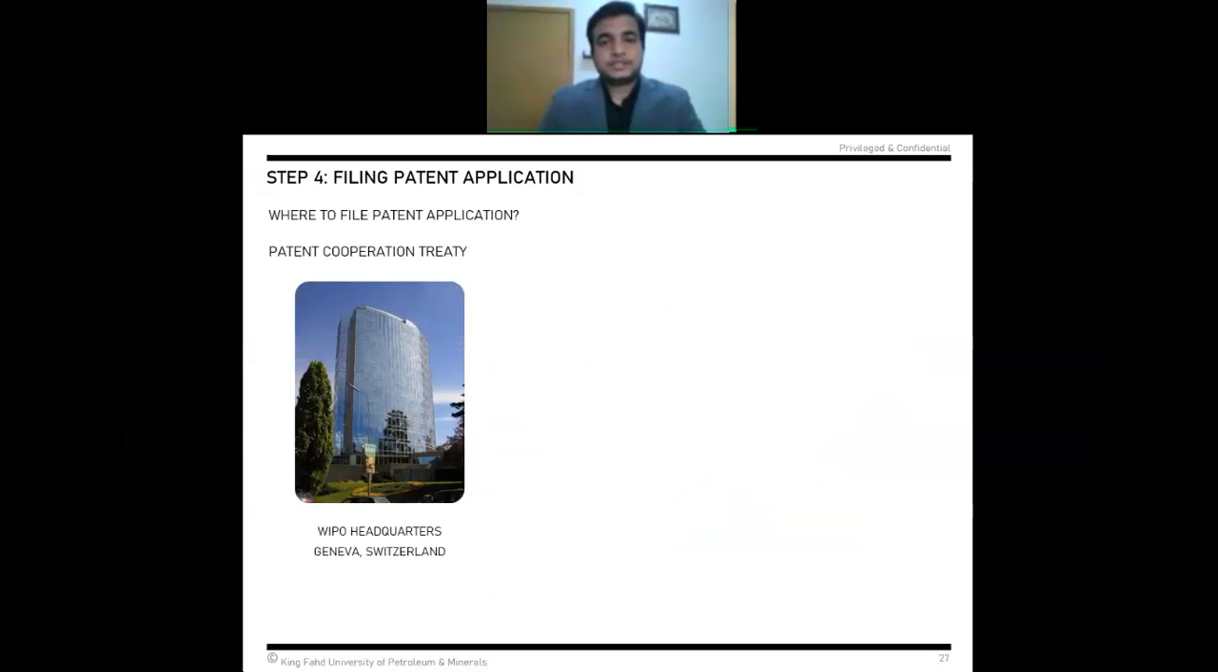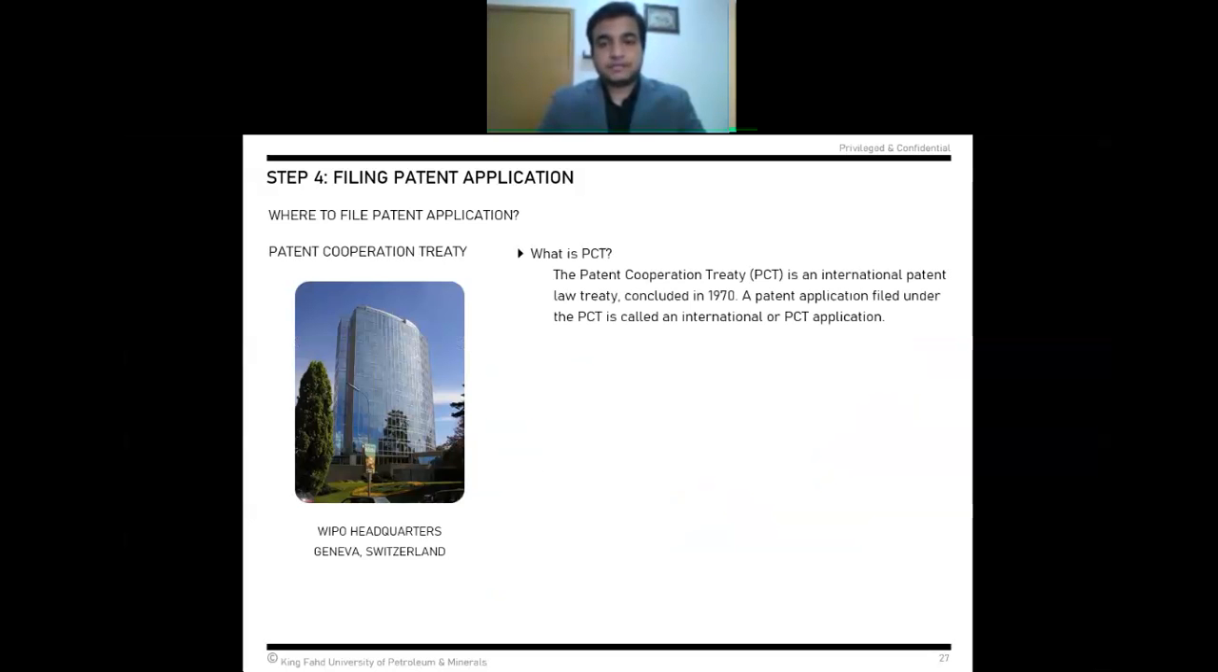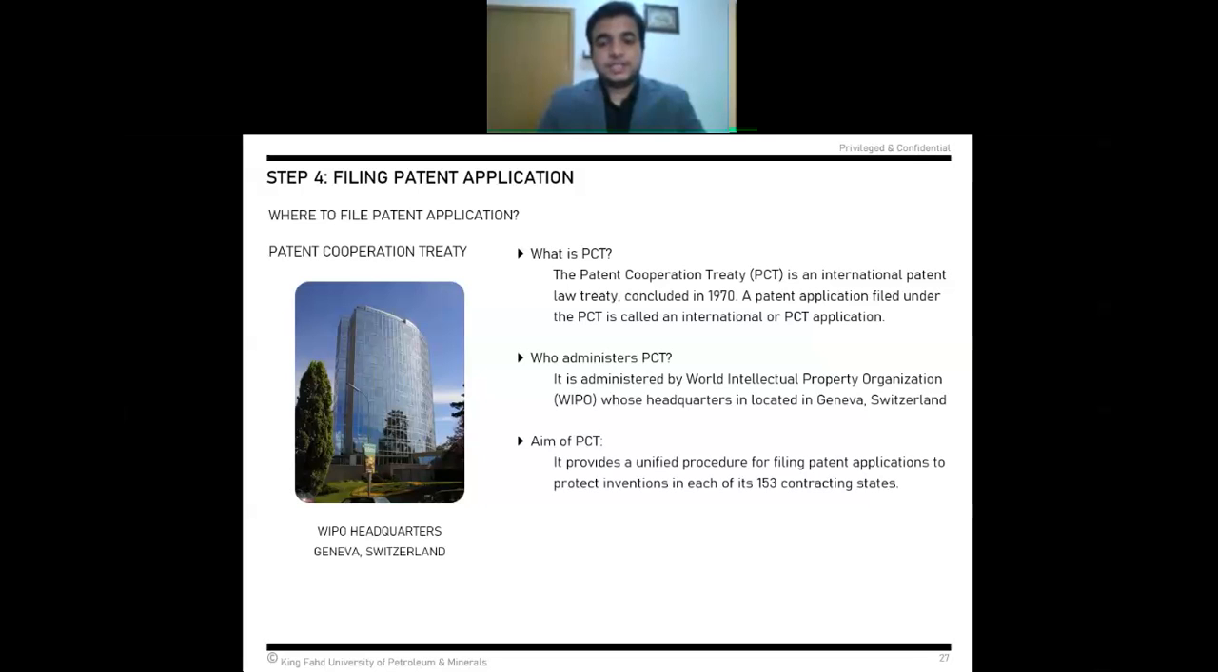A PCT is a treaty, an international agreement that was signed by many countries in 1970, and it is administered by the World Intellectual Property Organization, WIPO, which has headquarters in Switzerland. The aim of the PCT is that if you file a single patent application, it provides protection in 153 countries. But this protection is temporary. It's only for 18 months. It does not provide protection like the 20 years given by the national patent offices. So it's a temporary protection.